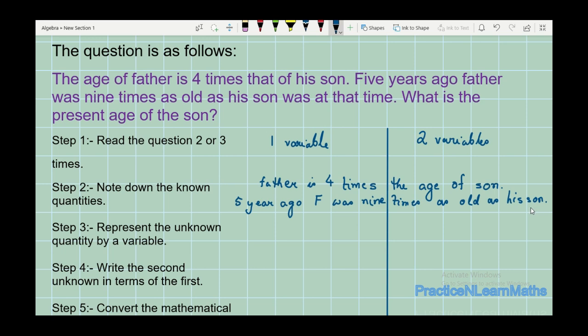Now represent the unknown quantity by a variable. See the question, what is the present age of the son? Now whatever question they are asking, you can represent that same answer by x, n, whatever you want. Present age be x years.